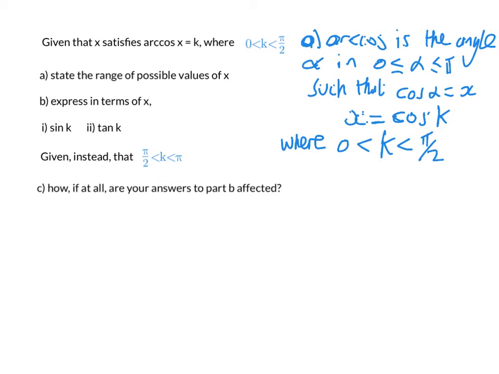That's between 0 degrees and 90 degrees if you're working in degrees. Little cos graph. It's just that bit, that first bit of the cos graph. So x has got to be less than 1 and it's greater than 0. So that's for part A. So arc cos is a function, an inverse trig function, existing between 0 and pi.